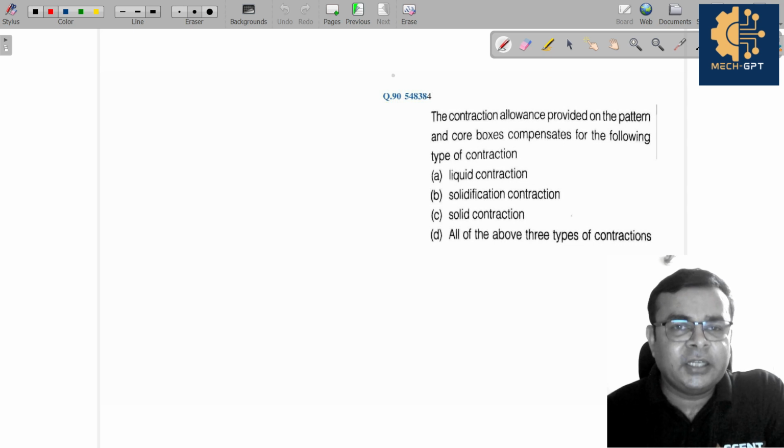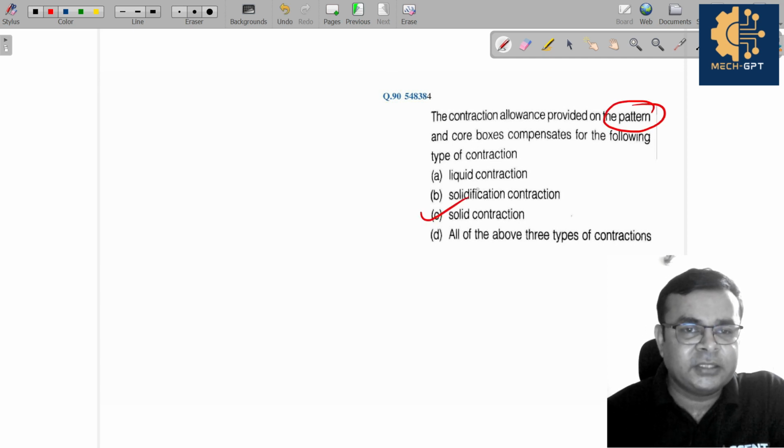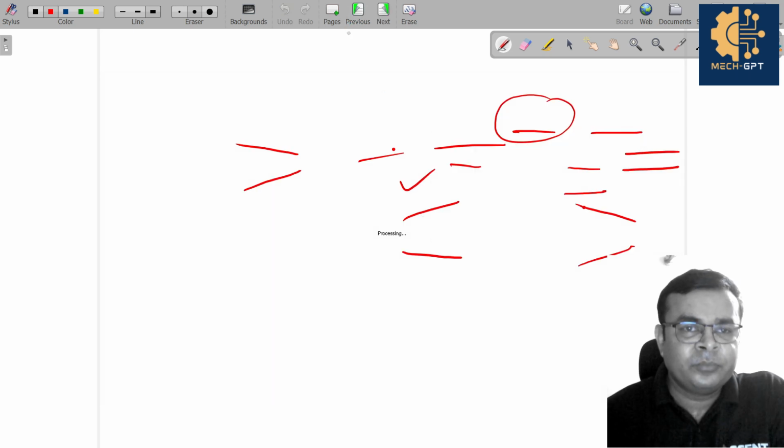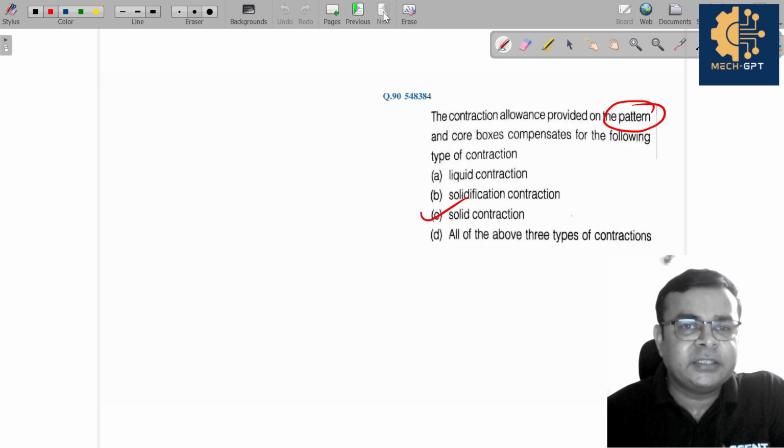The contraction allowance provided on the pattern and core box compensates for which type of shrinkage? For the pattern, obviously solid contraction. Option D is the right answer. Correct? Option D is the right answer.